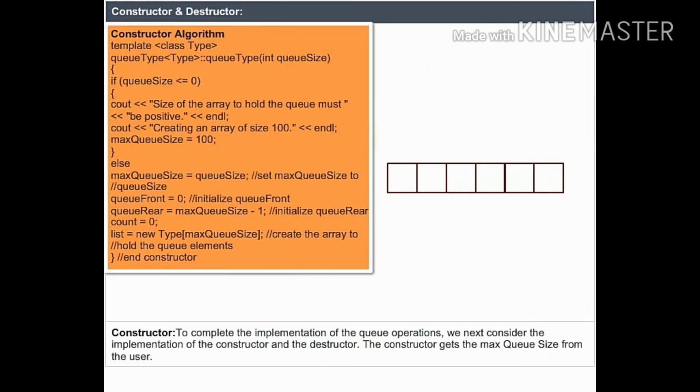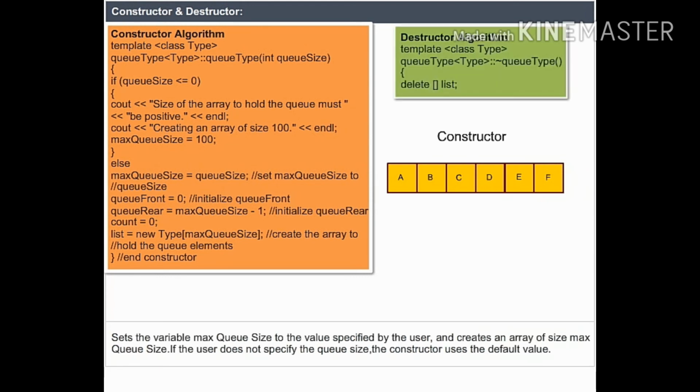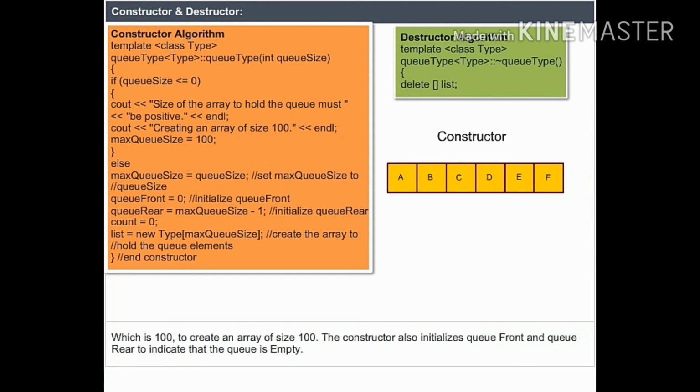Constructor and destructor. Constructor. To complete the implementation of the queue operations, we next consider the implementation of the constructor and the destructor. The constructor gets the maximum queue size from the user, sets the variable max queue size to the value specified by the user, and creates an array of size max queue size. If the user does not specify the queue size, the constructor uses the default value, which is 100, to create an array of size 100. The constructor also initializes queue front and queue rear to indicate that the queue is empty.